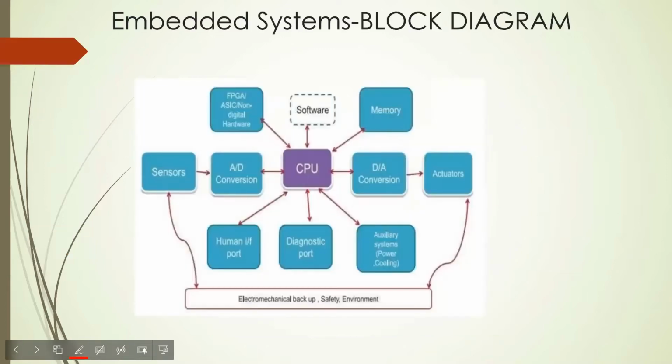A washing machine is application specific because it can only do washing. It cannot do any other function. That's why we call the washing machine application specific. Now let us take the general block diagram of an embedded system and match it with the washing machine. The first component we are going to see is the sensors.